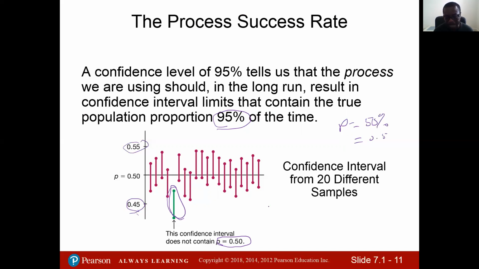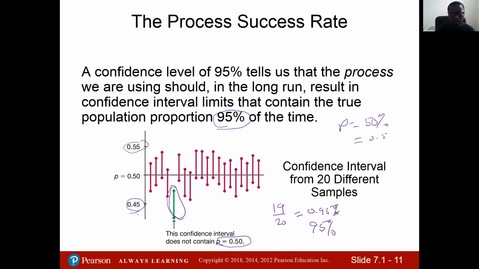Now, that means that 19 out of 20. If you calculate this, you get 0.95, and that's the same as saying 95%. When we repeat this process a number of times, 95% of them will have the true value fall within the interval.